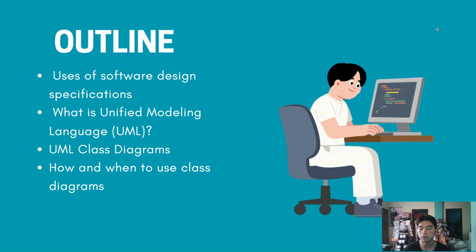Okay, so today I'll be tackling the uses of software design specifications. What is Unified Modeling Language? What is a UML class diagram? And how and when to use class diagrams.